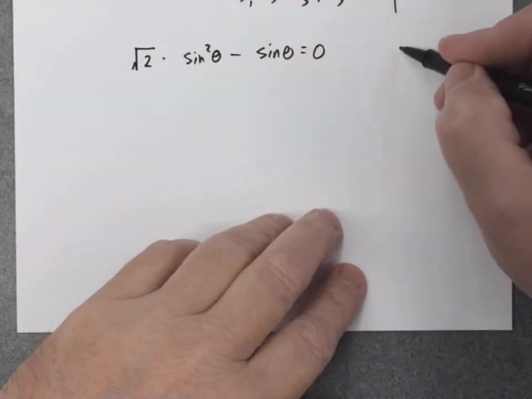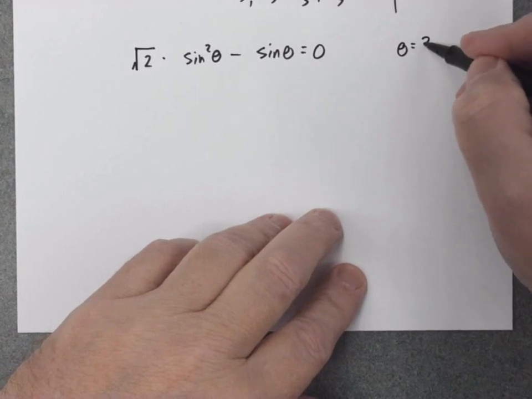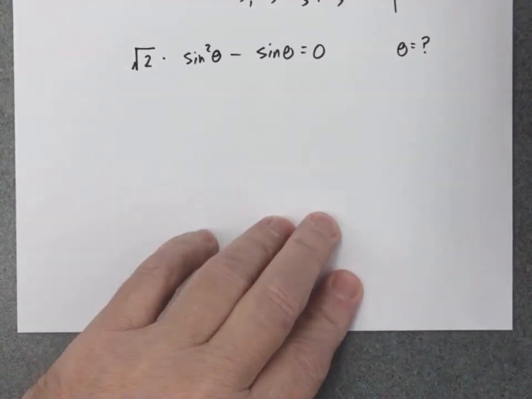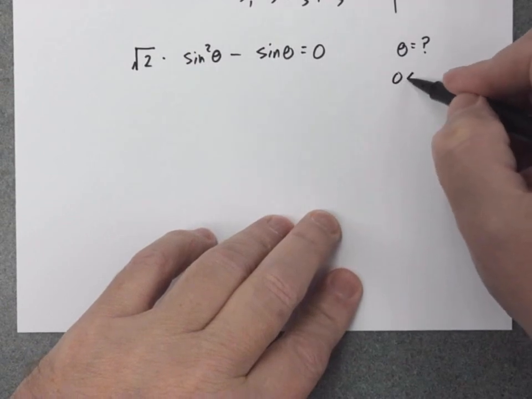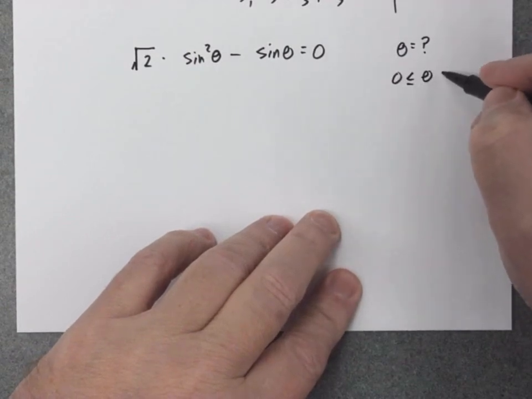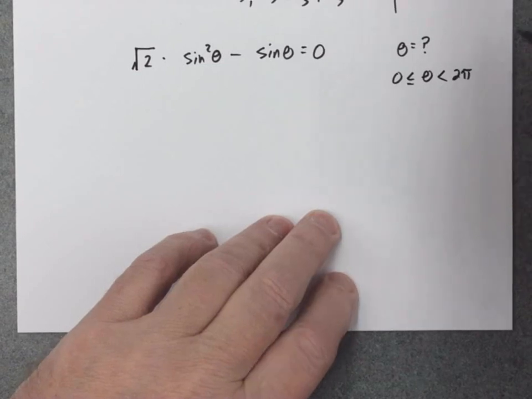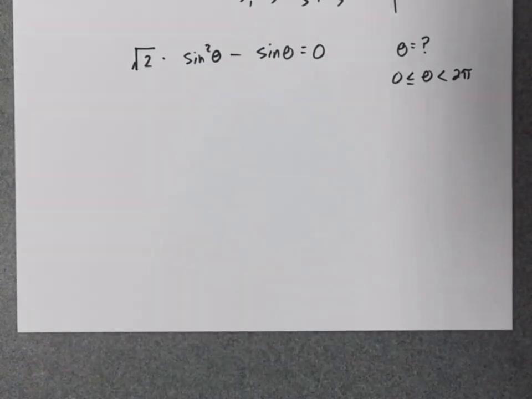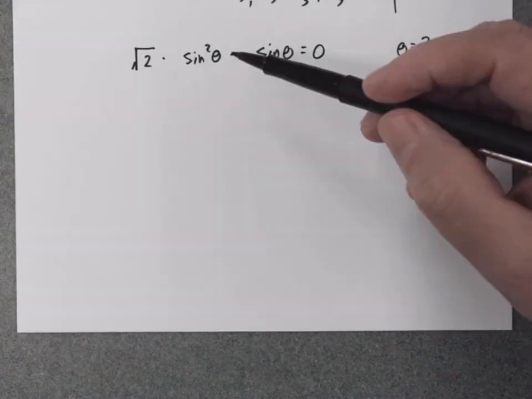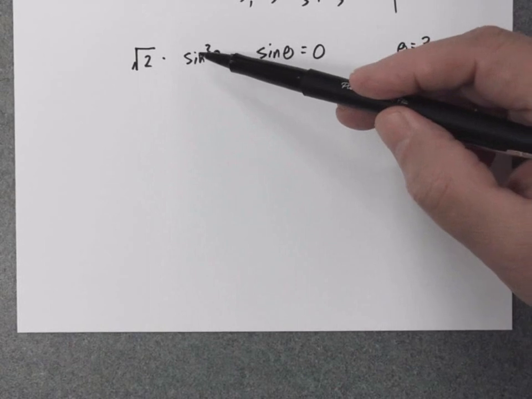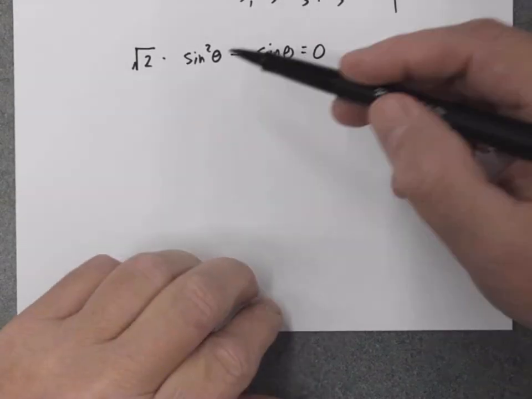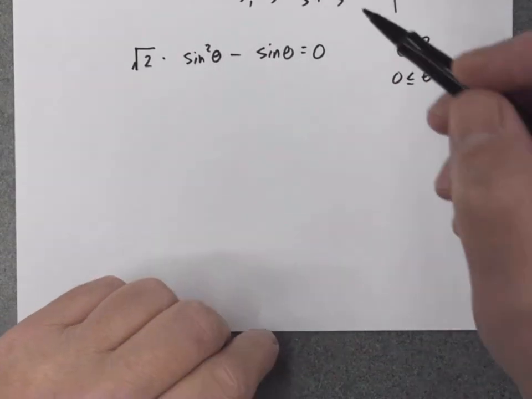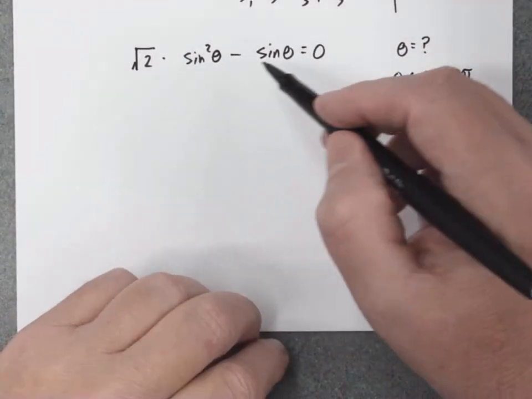Of course, the goal is still the same, to find the solution where the solution is going to be this angle, and it's going to be between 0 and 2 pi. Now let me do what I did a minute ago. Let me draw an analogy between this and what you used to do in algebra to solve something like this. Because what we're going to do here is actually going to factor.